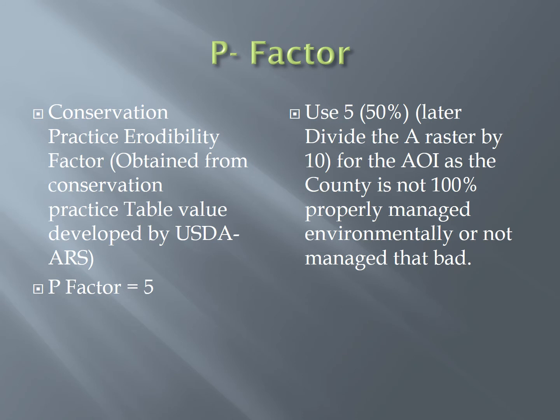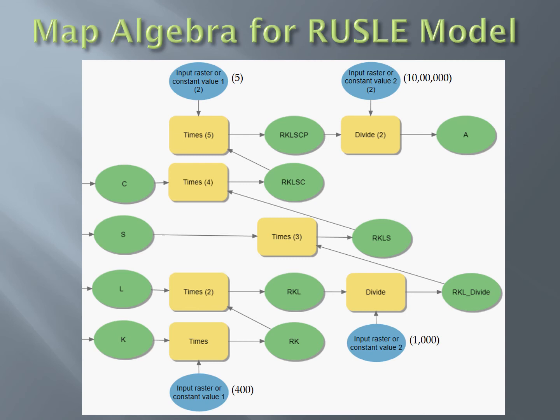This one is the P factor. As we told, we use 0.5, like 50% conservation practice. If it is well conserved, then it would be 1, that is 100% conserved. So in this case, because it is maintained or managed by the Georgia Department of Natural Resources, we provided a 50% value. So this was multiplied by 10 to give 5, then later on it was divided. So you can see the division, multiplication, all these things, and these are the numbers here.